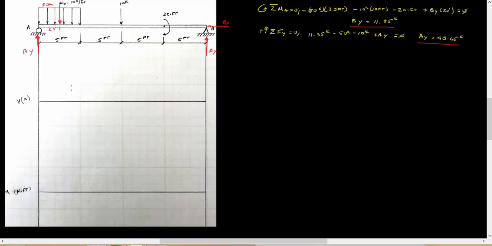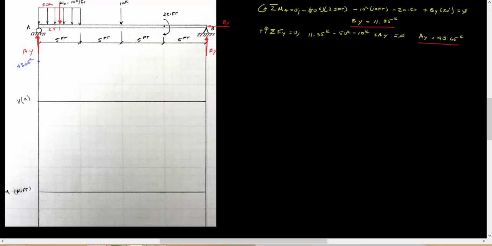You start on the left side of the beam, so we're starting at our roller. And at our roller, what is happening? Well, I have a reaction force pushing up, and we calculated that to be 48.65. So I'm going to come up here and call this point 48.65 kips. Now I have a distributed load.